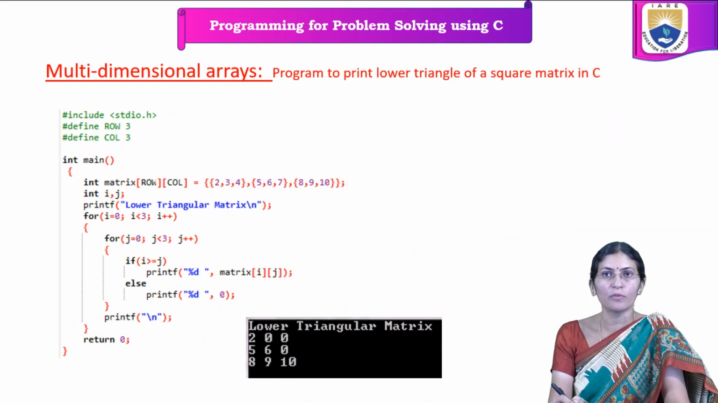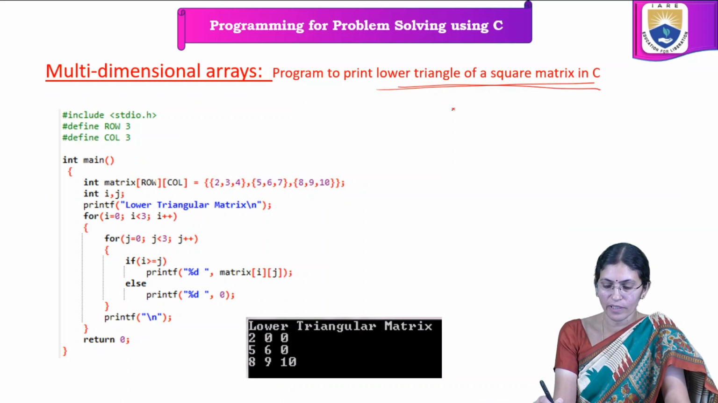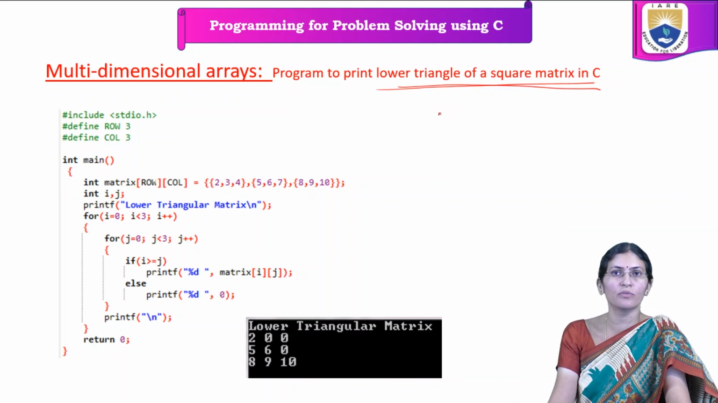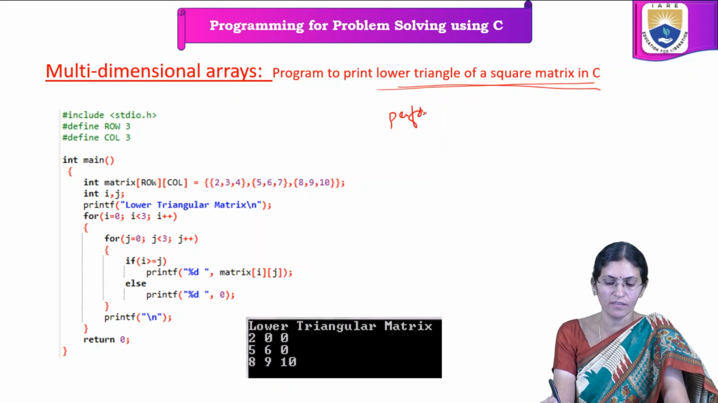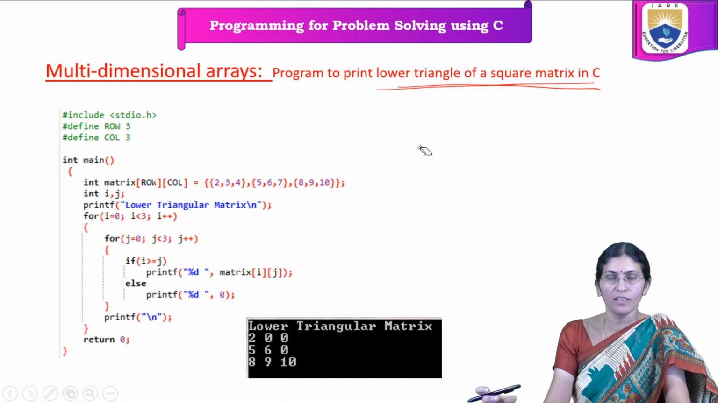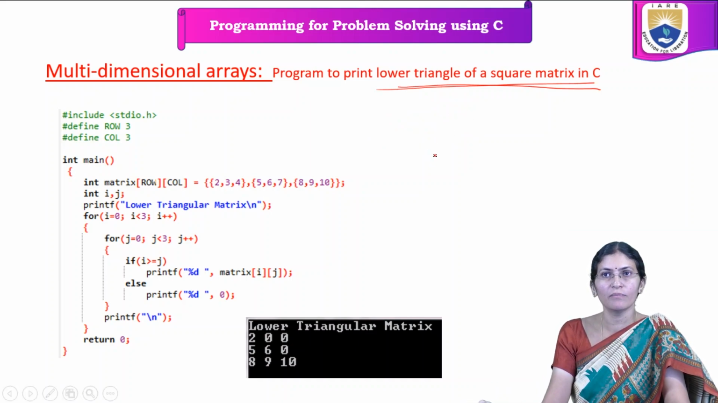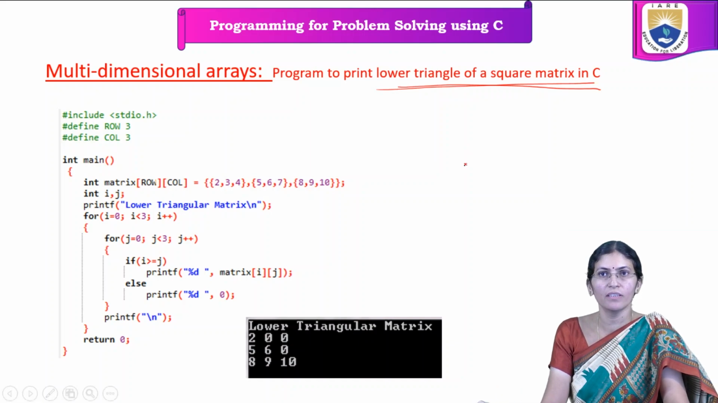Next, let us see a program to print the lower triangle of a square matrix. Now, square matrix, we know that. Generally, we can use two-dimensional arrays for performing operations on matrices. Here we will see some matrix related operations like matrix addition, then transpose of a matrix, how to find the transpose of a matrix, and at the last we will also see one simple program to find matrix multiplication.